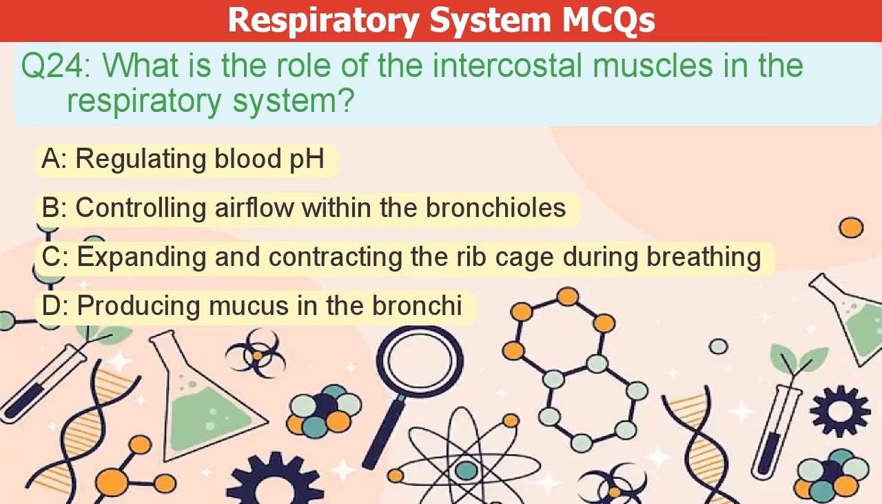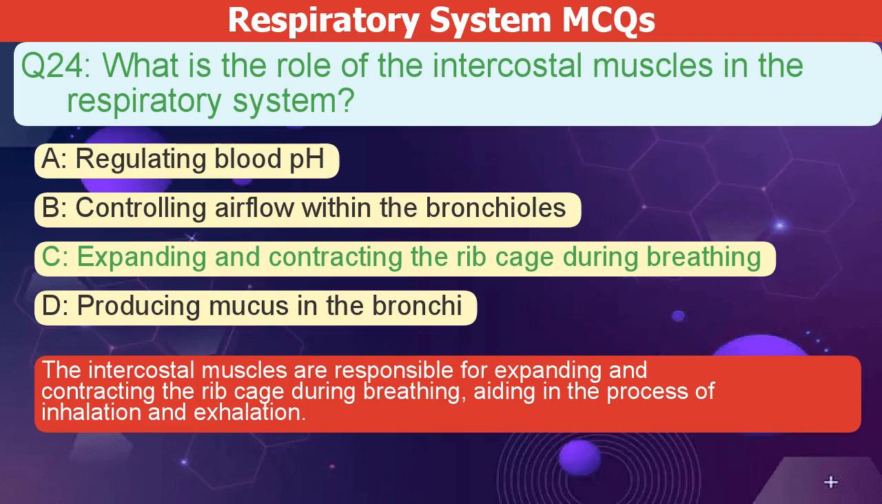What is the role of the intercostal muscles in the respiratory system? A. Regulating blood pH. B. Controlling airflow within the bronchioles. C. Expanding and contracting the rib cage during breathing. D. Producing mucus in the bronchi. The correct answer is C. The intercostal muscles are responsible for expanding and contracting the rib cage during breathing, aiding in the process of inhalation and exhalation.